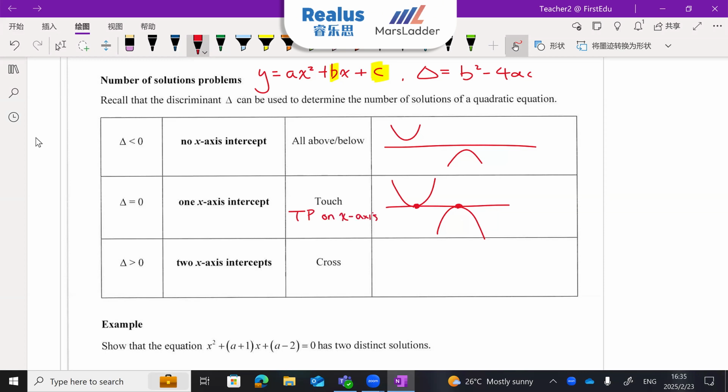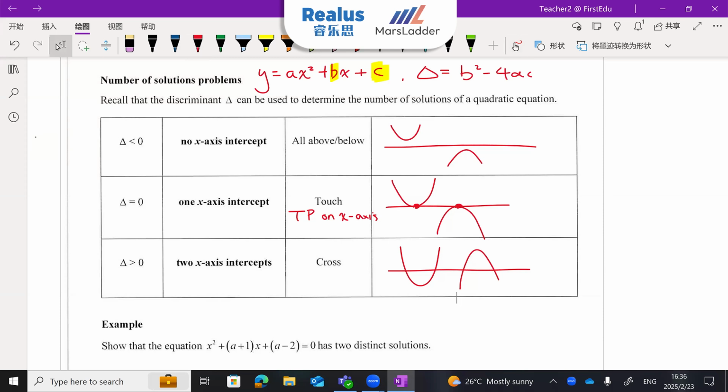And then finally, two solutions where the discriminant is greater than 0. We call this crossing. So you have concaving up and concaving down. The one that concaves up crosses the x-axis at 2 points, and if it concaves down, the same thing applies: it crosses the x-axis at 2 distinct points. So use the discriminant not only to check the number of solutions, but also the number of x-intercepts.